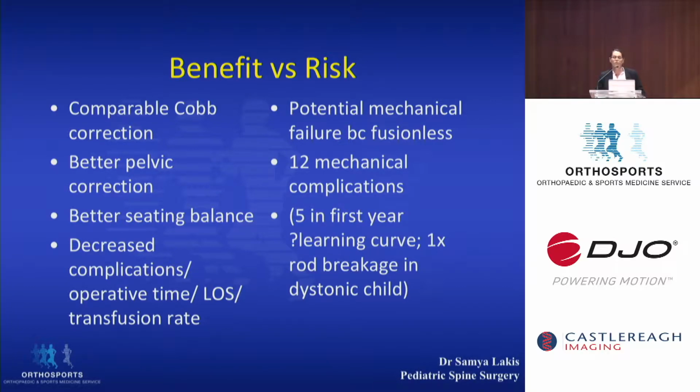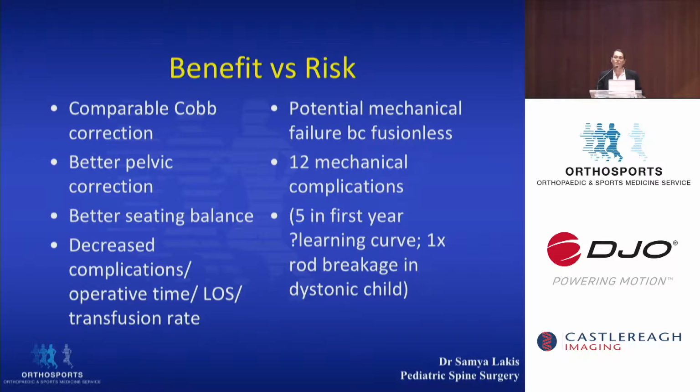So what's the benefit and the risk? You get a comparable COB correction. That's just an angle. It's a number. It's not really what we're interested in. You get a better pelvic correction. You get better seating balance and decreased complications. The risk, we're not fusing it, so those rods can break. So there are some technical things that you need to think about.